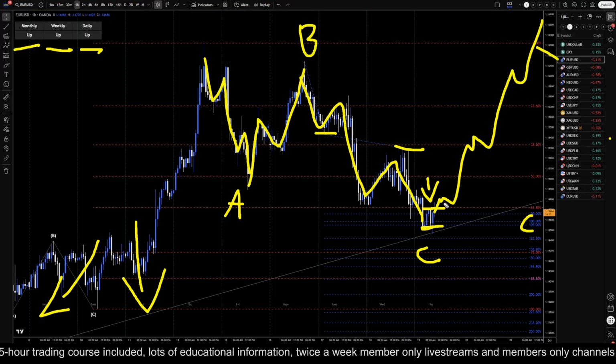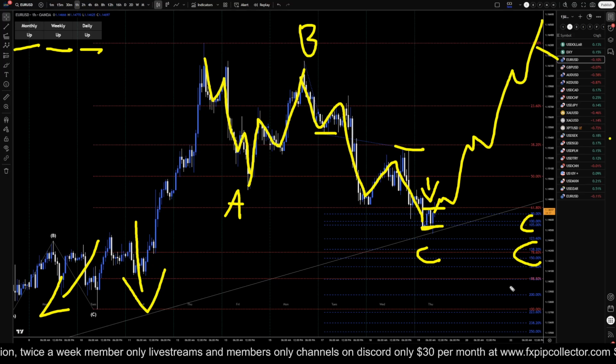If it just rejects that structure or doesn't break that structure and hold, then you probably could look for shorts because it is definitely possible it goes down to like the 78% or maybe even a little lower before it actually continues back up. But definitely keep an eye on your structure as always, and that should keep you trading in the right direction.